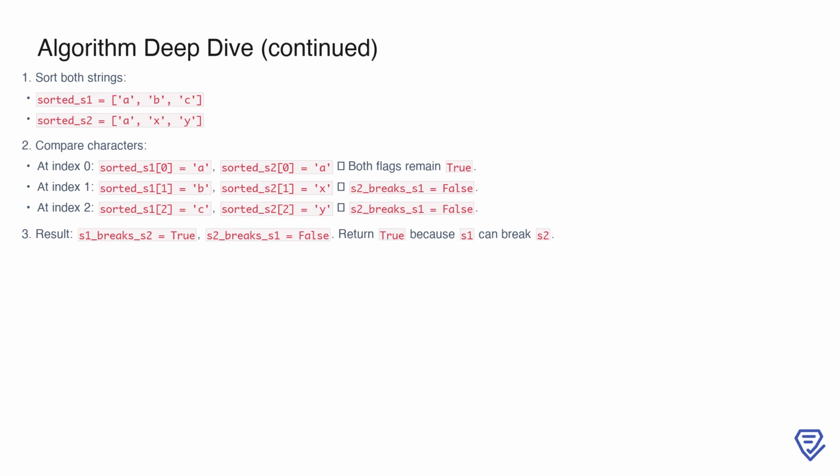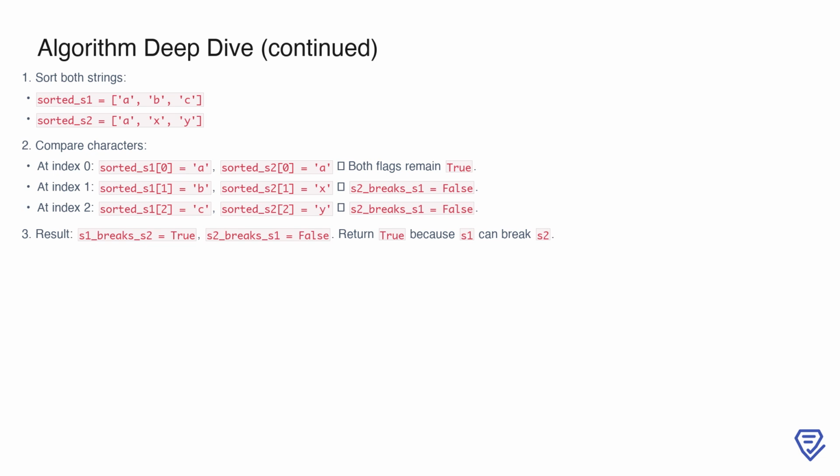At index 0, both strings have the character A, so neither flag changes, and both remain true. At index 1, sorted_S1 has B while sorted_S2 has X. Since B is less than X, S2 breaks S1 is set to false. Finally, at index 2, sorted_S1 has C and sorted_S2 has Y. Again, C is less than Y, so S2 breaks S1 remains false.